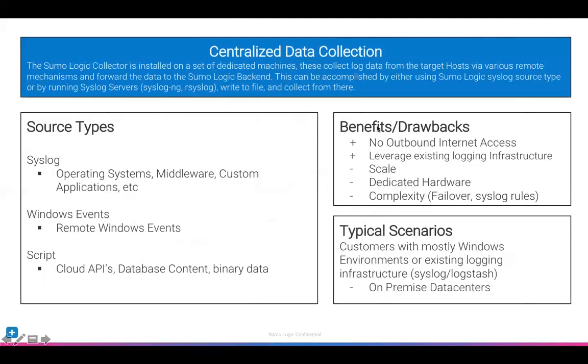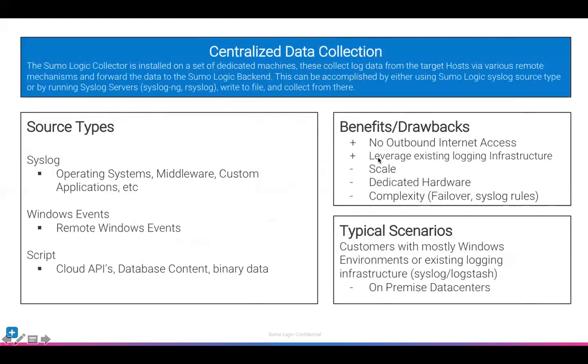Now, a couple of things to keep in mind. Again, I want to focus on the benefits and the drawbacks. The benefit is your actual target hosts do not need outbound internet access, and that's key. For some of you, that's just a requirement that your security team has implemented or some sort of compliance, and therefore you cannot have a local collector on those machines because you will not be able to send that data out. So in this case, you would require a centralized data collection strategy so that your data can be sent onto that central collector and then onto Sumo.